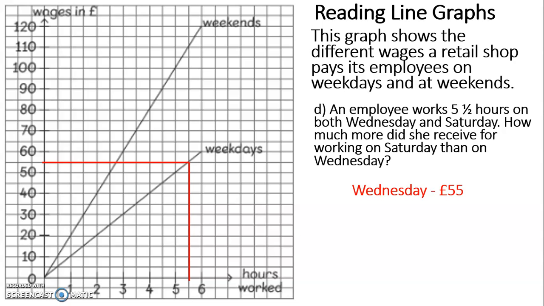Drawing from the same place because it's the same amount of hours, but up to the weekend line now. And then we can draw across from there. Wages show £110. So on a Saturday, for 5.5 hours, £110. How much more did she receive for working the Saturday? Well, that will be £110, subtract £55 to find the difference. 110 subtract £55 is £55.